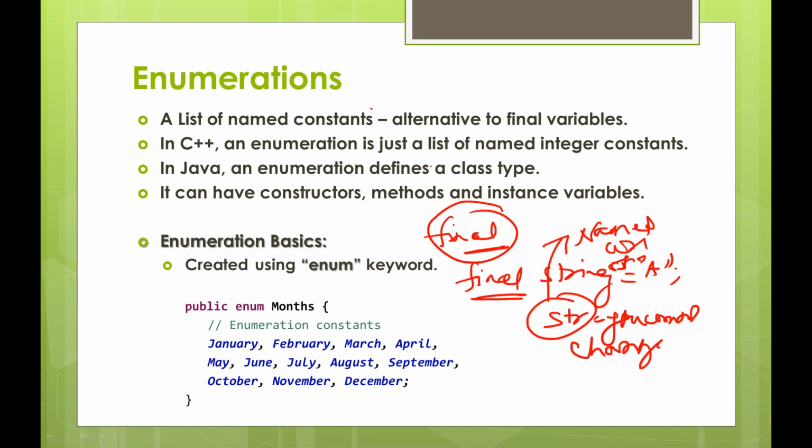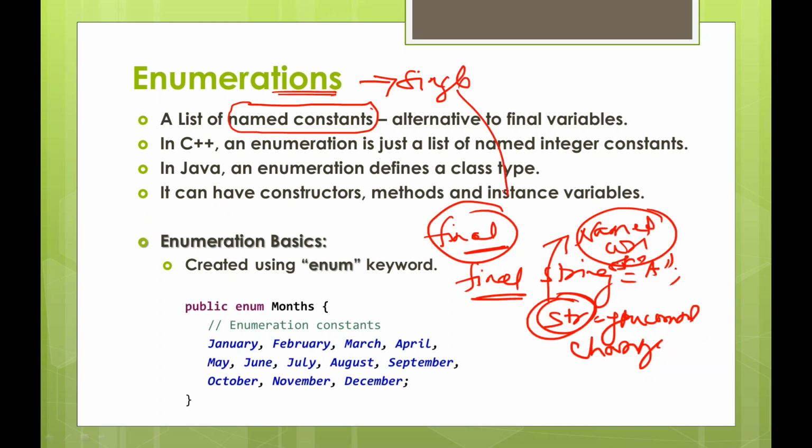Okay. So str is called your named constant. Similarly, we can create named constants using enumeration, but this is not just one single named constant like we created here. It is a list of named constants, and they are an alternative to final variables. The final variable example we saw here shows how to create a single named constant.